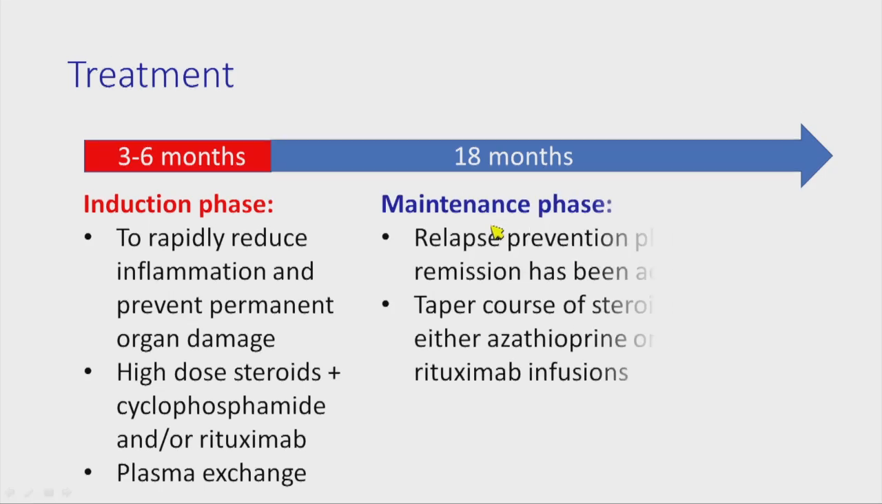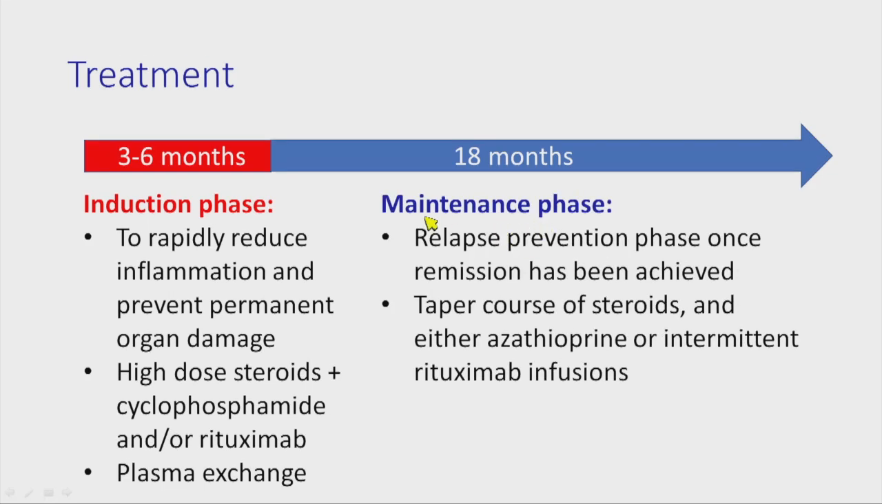So normally the second phase, the maintenance phase, classically lasts 18 months. This is very variable, and some patients need treatment for a longer time, especially if they have any signs of relapses. And so the maintenance phase, the goal is basically to prevent relapses once remission has been achieved. So we want to keep the disease quiet without giving any signs of active inflammation, just to prevent damage. And this is normally achieved by tapering the steroids that we started at very high dose at the beginning.